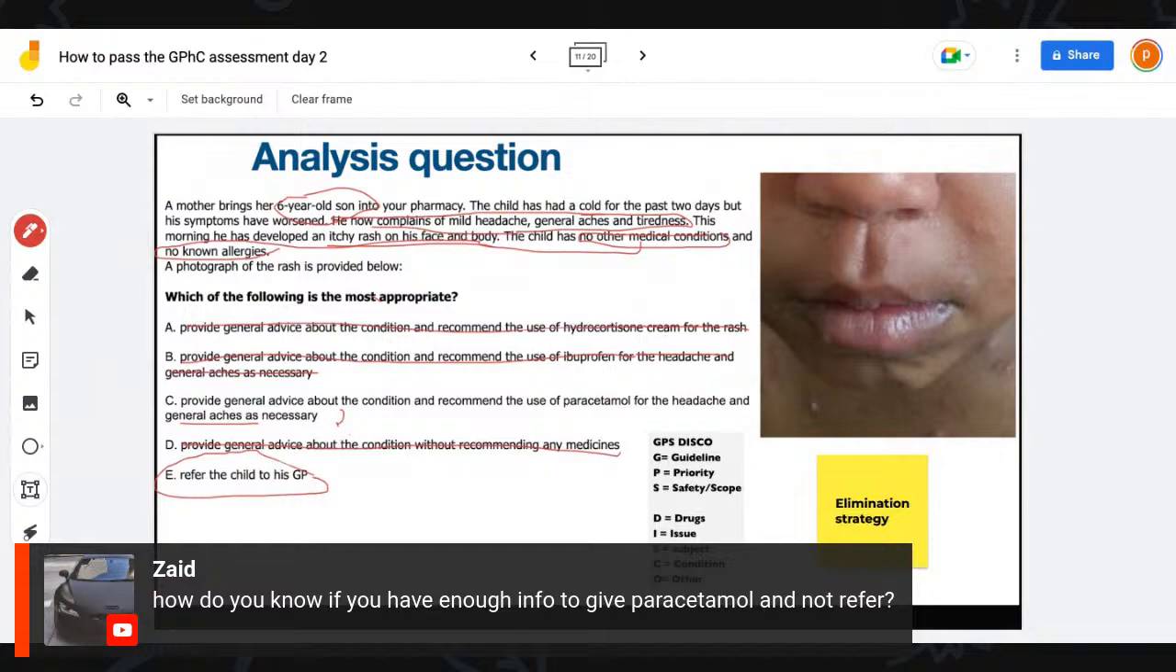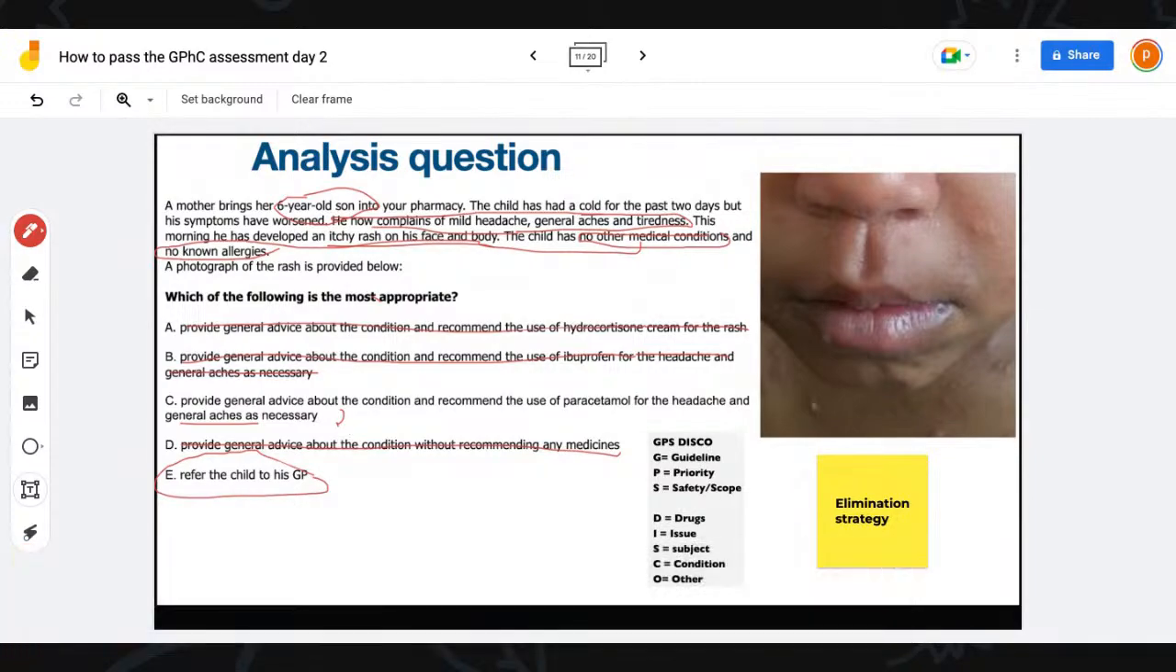So how do you know if you have enough info to give paracetamol and not refer this patient? How do you know that? So this is how you know. Look at the question and let's think critically. Okay, look at the question again. How do you know this? Look at this question. Why would you refer the patient? Are there any red flags? What is a red flag to refer this child to the GP?